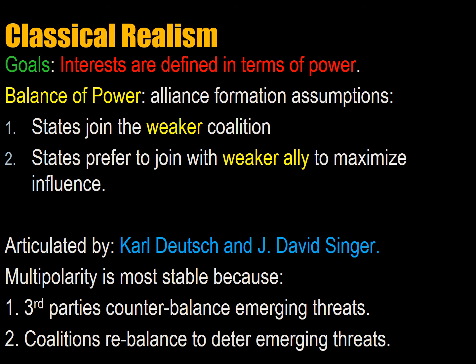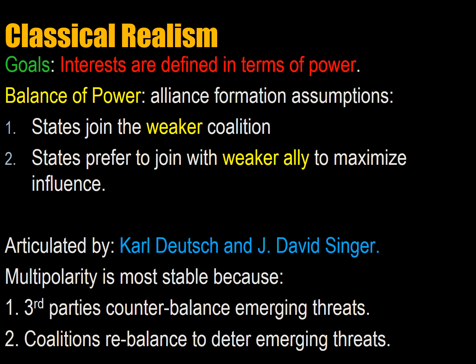So classical realism argues that interests are defined in terms of power. So the balance of power has some basic alliance formation assumptions, which is that states will join the weaker coalition, and states prefer to join with a weaker ally because then they get more influence.